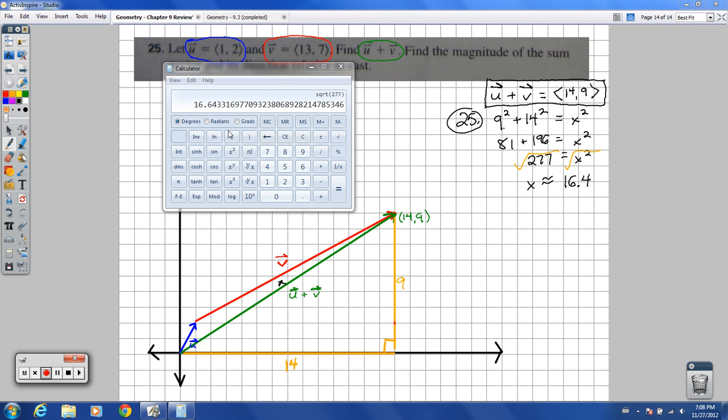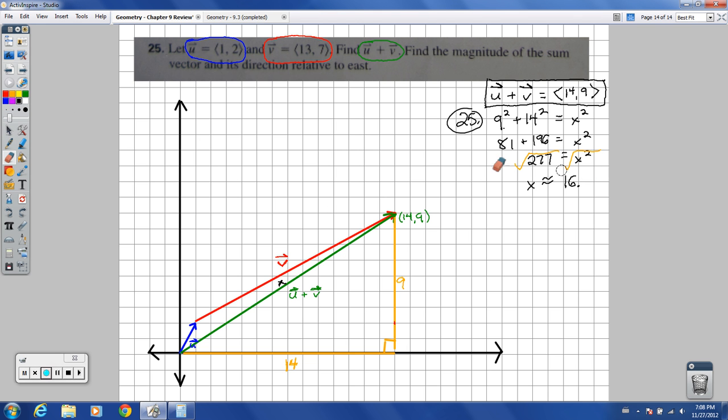Correction on that. This is 16.64, so I meant to say 16.6 there. Not bad on that one. So this is 16.6 approximately. This is the magnitude, so this equals the magnitude. In other words, how long that vector actually is, u plus v. And again, you could use the distance formula. Now to figure out how many degrees it is, it's going to be north of east, how much it is relative to east.